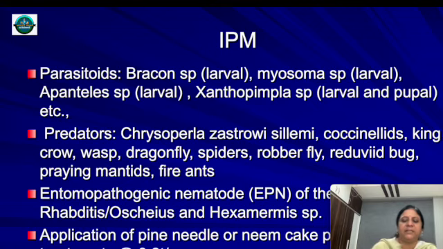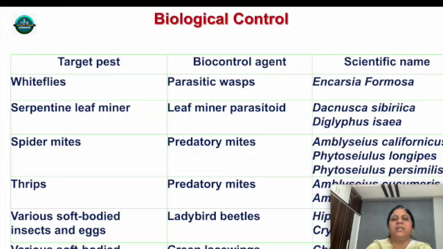eggs of the pests. So biological control agents are also available for whiteflies. Parasitic wasp Encarsia is available. For serpentine leaf miner, parasitoids are available. Spider mites, predatory mites. Farmers are also learning the technique of rearing predatory mites like Amblyseius, Phytoseiulus species.